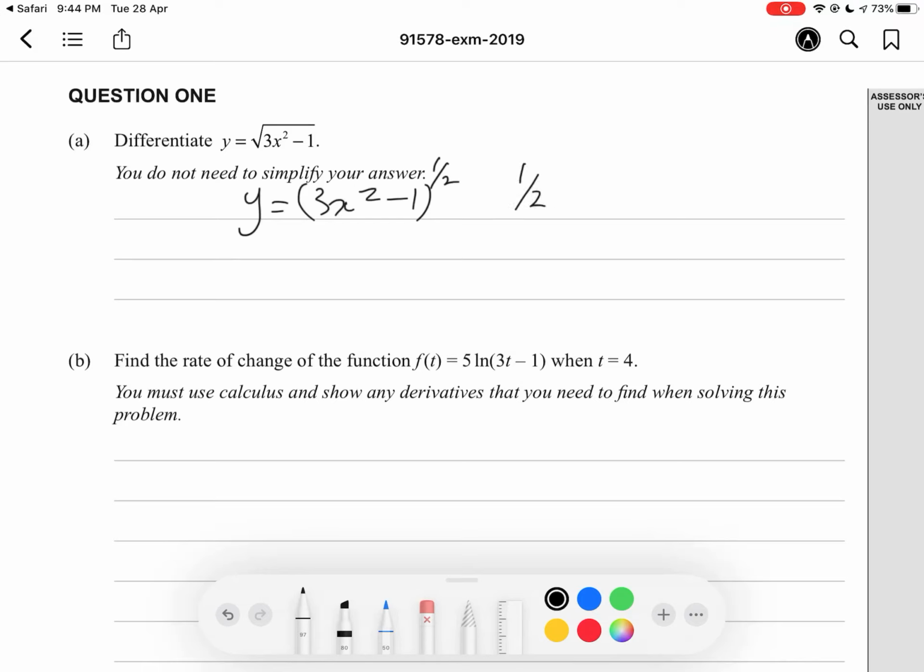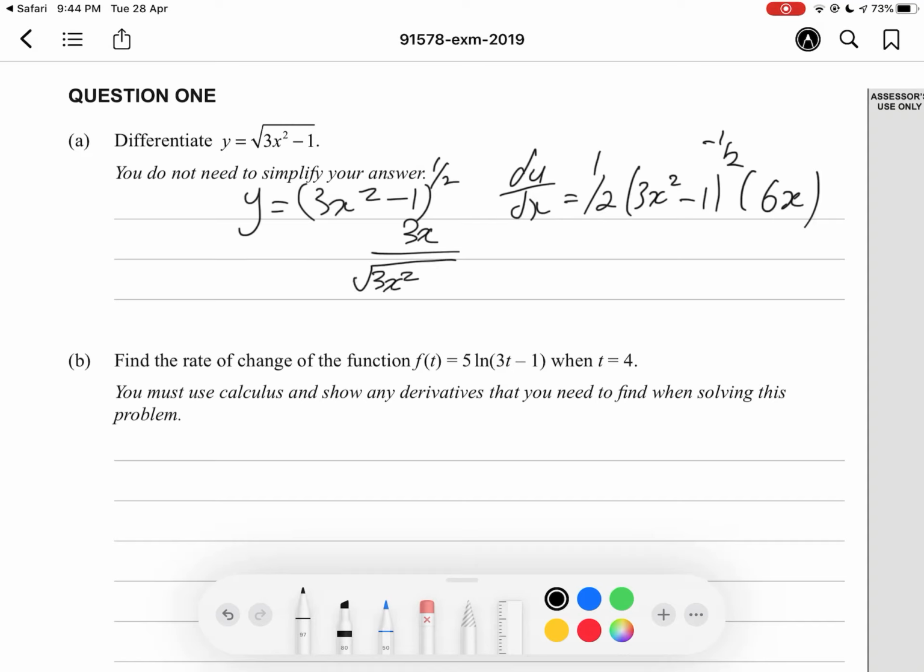So dy over dx equals, we bring the 1/2 to the front, multiplied by our inner function to the power of 1/2 minus 1, so negative 1/2, multiplied by the derivative of the inner function, which is the derivative of 3x squared, which is 6x. So therefore we will have 3x over square root of 3x squared minus 1, because 3x squared minus 1 to the power of negative 1/2 is the same as saying 1 over square root of 3x squared minus 1.